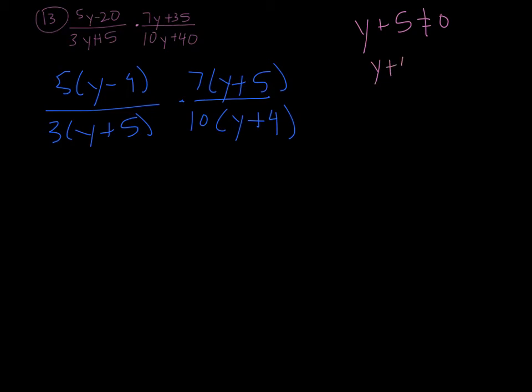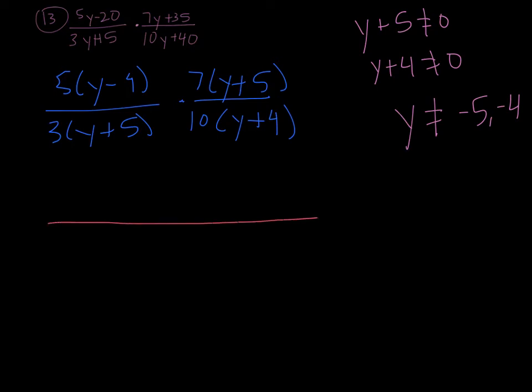y plus 5 cannot equal 0. Again, y plus 4 cannot equal 0. Because of the fact only the bottom, we only care about the bottom when we're talking about fractions. So my domain restriction is y cannot equal negative 5 and negative 4. Why is it y? Because the problem started with y. So you could simplify there, and that's what my answer key does look like.